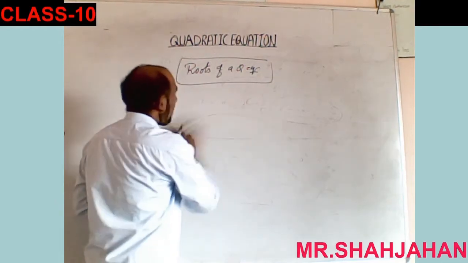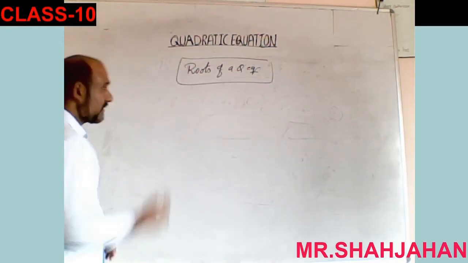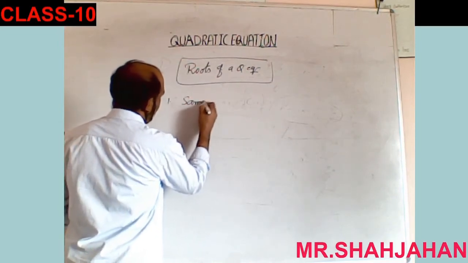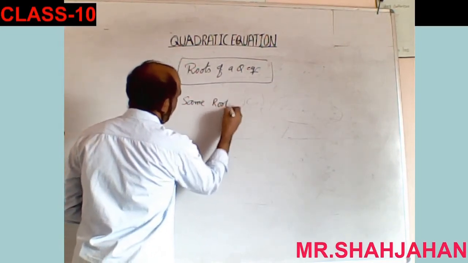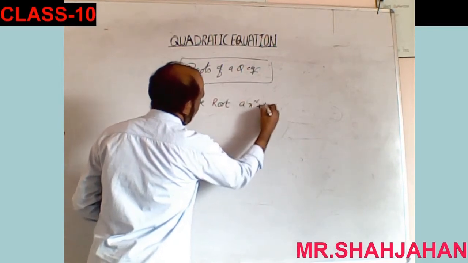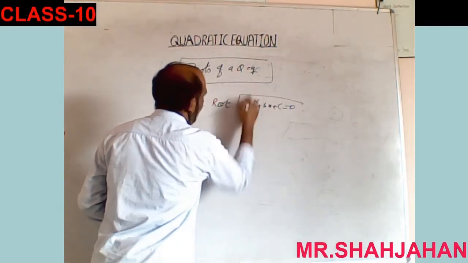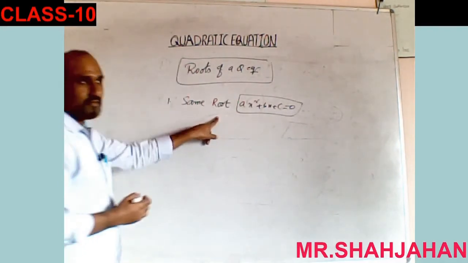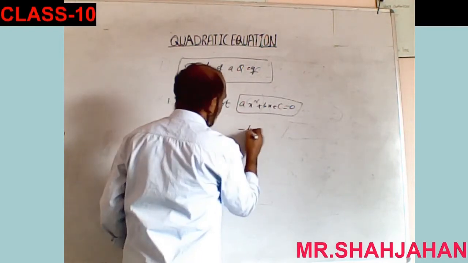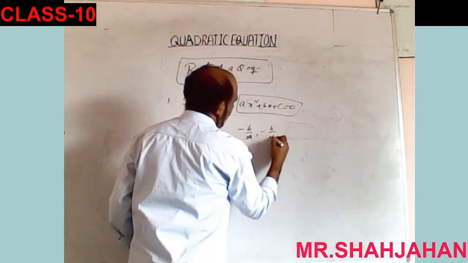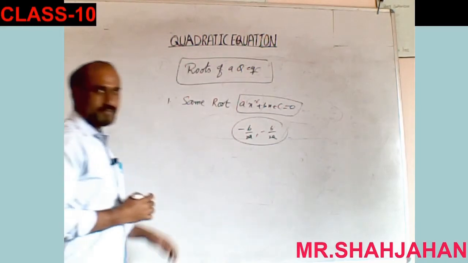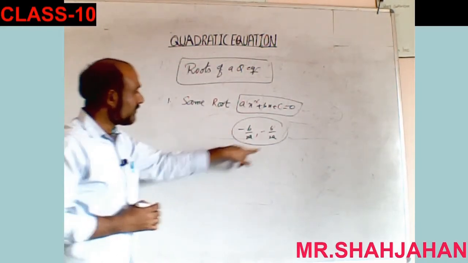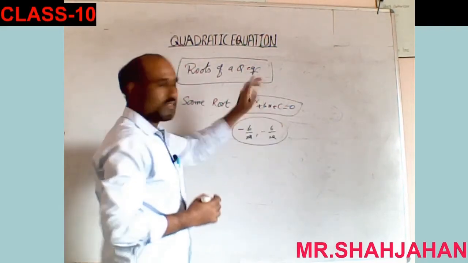Okay. Now regarding roots, suppose a quadratic equation has the same roots. What are the roots? Minus b by 2a, minus b by 2a, we will get. If they have the same roots, then minus b by 2a, minus b by 2a are the roots of the quadratic equation.